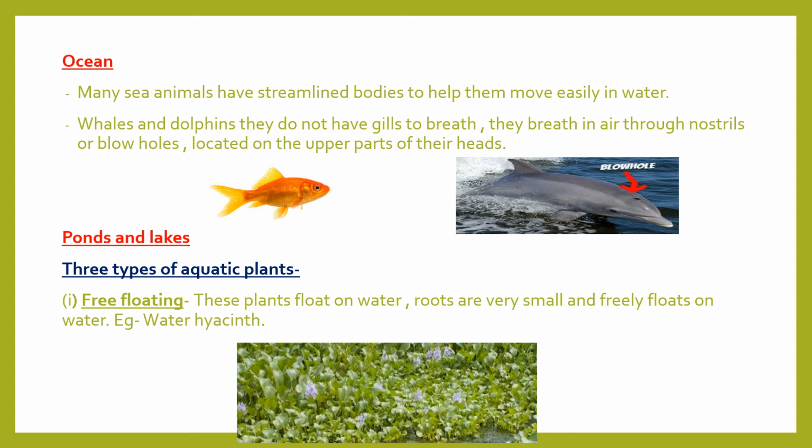First one is free floating. These plants float on water. Roots are very small and freely floating on water. Example, water hyacinth. A picture of water hyacinth is shown here. These plants are freely floating, and their roots are small and float on the surface of water.